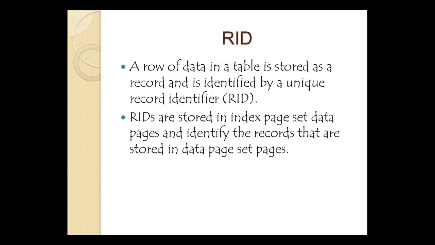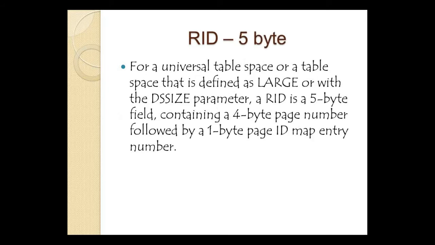The table in DB2 consists of rows and columns. A row is a record, and each record is identified by a unique RID, or record identifier. The RIDs are stored in index page sets, and this index page correspondingly relates to a data page in the table. So there are two ways in which an RID is stored.